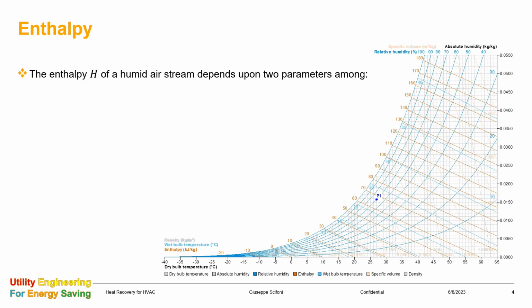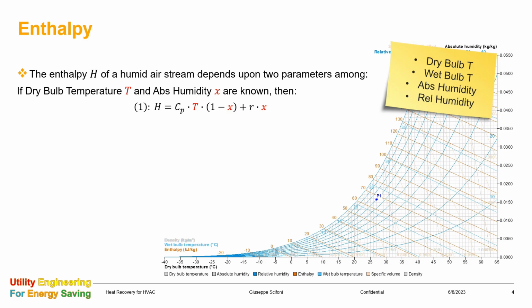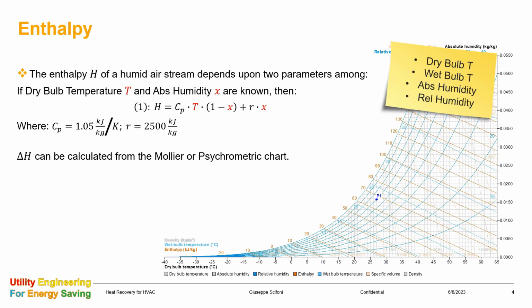The enthalpy capital H of a humid airstream depends upon 2 parameters among dry bulb temperature, wet bulb temperature, absolute humidity, relative humidity. If dry bulb temperature capital T and absolute humidity X are known, then we can use formula number 1, where Cp and R are constant values hereby displayed. Cp is the specific heat value at constant pressure of the air, and R is the latent heat of the water. For any transformation, delta H can be taken from the Molière chart.